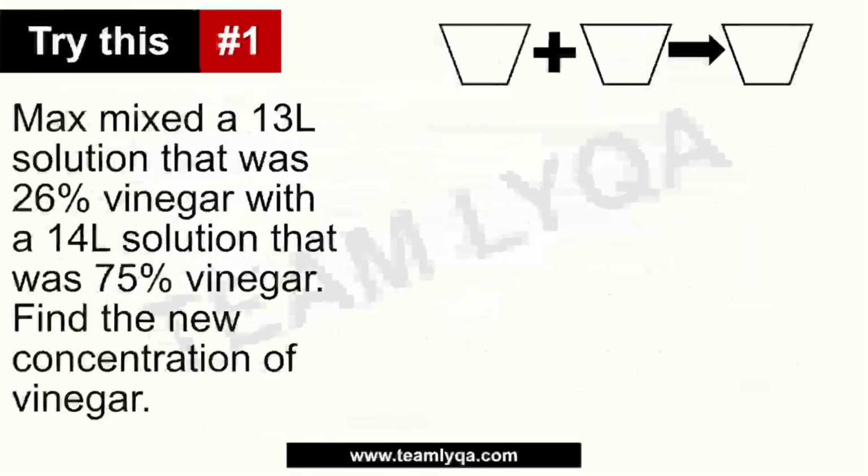Sabi, Max mixed a 13-liter solution that was 26% vinegar with a 14-liter solution that was 75% vinegar. Find the new concentration of vinegar. So, again, it's very straight to the point. Pareho yung structure dun sa kanina. Kunin uli natin yung first bucket. Ito ang laman niyan. Yan yung 13-liter solution na 26% vinegar. Yung pangalawang bucket, siya ay 14-liter solution na 75% vinegar. Ang hinahanap yung new concentration ng vinegar.